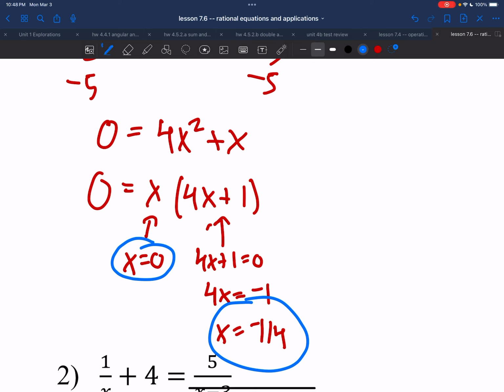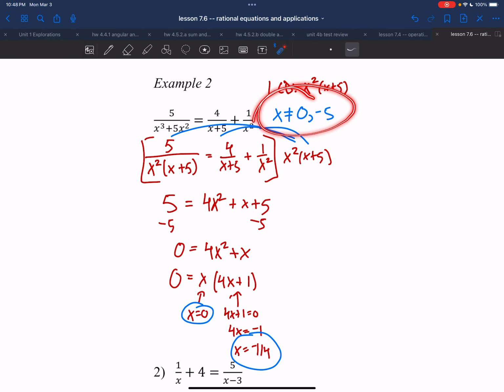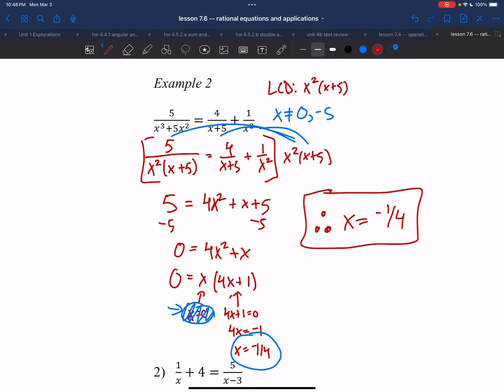Now, hold on a minute. Before I box that and call it a day, what did I say x couldn't be, right? I said it couldn't be 0 or negative 5. Thing is, I got 0 right here. So that's not a valid solution. Therefore, this is my little 3 dots, therefore, x is negative 1/4. And done. Yeah? Solved for x, and we have just a happy smile on our face.